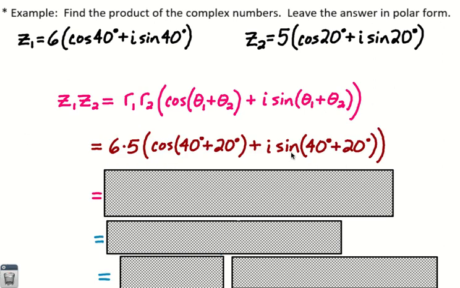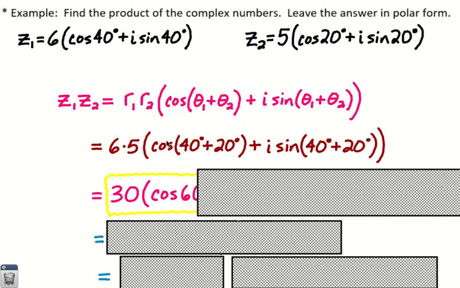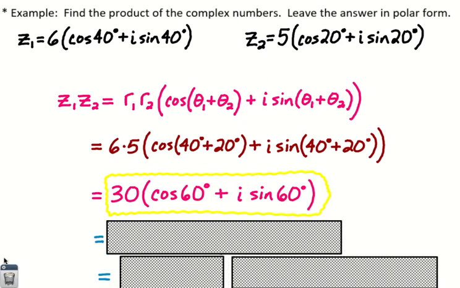So look, at the end of the day, you're just going to be doing 6 times 5 to get 30, and 40 plus 20 to get 60, for both the cosine angle and the sine angle.